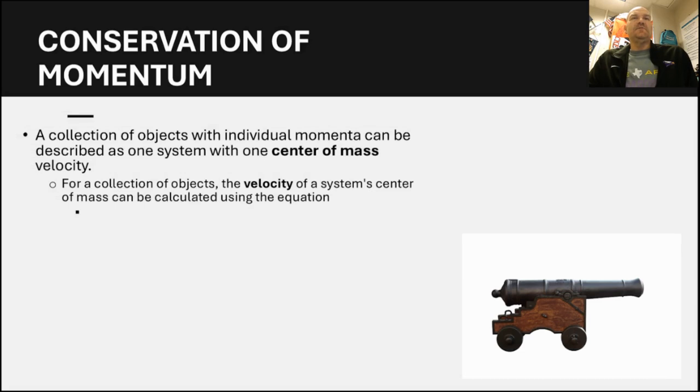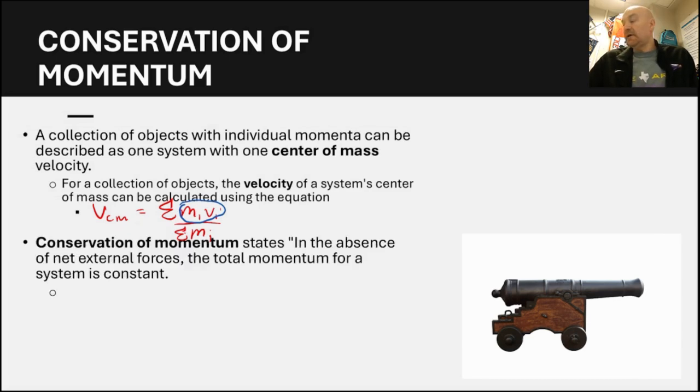So a collection of objects with individual momentum can be described as one system with one center of mass velocity. And for a collection of objects, the velocity of the center of mass is given by the equation V sub CM is the sum of m_i v_i over total mass. Okay. And what you could see here, there's m times v. Well, that's momentum, right? So this velocity of the center of mass does go back to the momentum of the object or the system, okay?